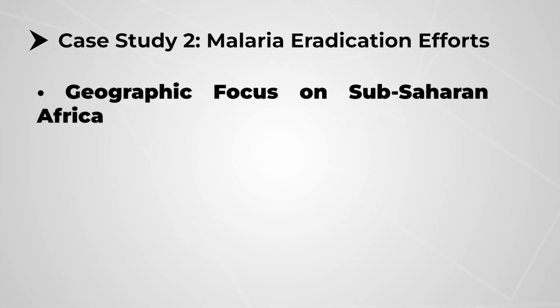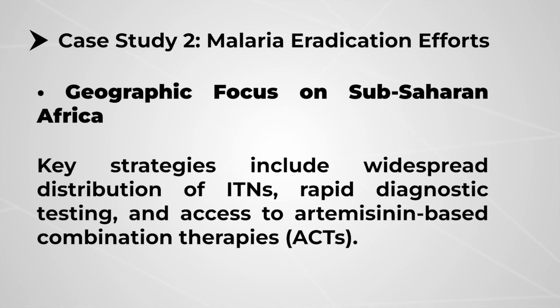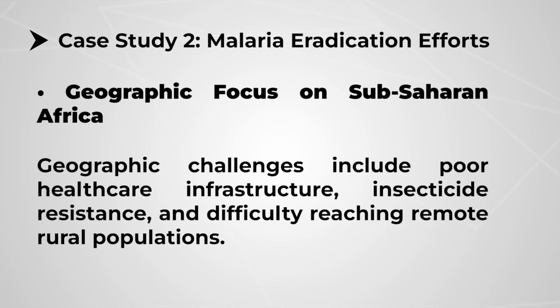Geographical focus is on sub-Saharan Africa, which bears around 90% of the global malaria burden. African countries are the most affected by malaria, with children under 5 being most affected. Key strategies include widespread distribution of nets, rapid diagnostic testing and access to artemisinin based combination therapy, or ACTs. Geographical challenges include poor healthcare infrastructure, insecticide resistance and difficulty reaching remote and rural populations.